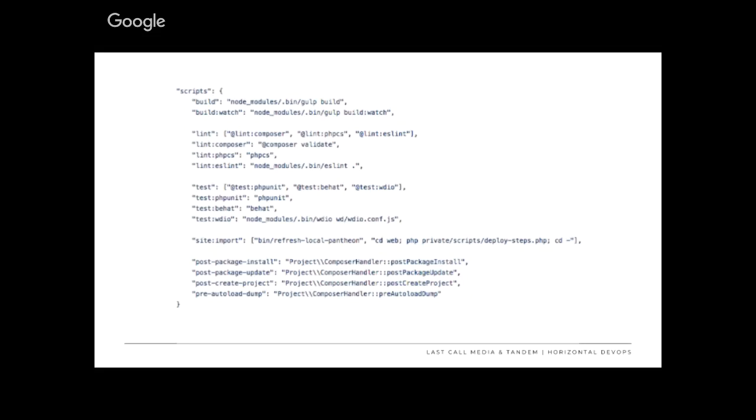This is a little tough to read, but this is a section of Composer JSON, and this is the script section. So this is where we define some common tasks for all of our projects. We have things like, what does the asset building process look like for this project? We have a top-level build command. So you run Composer build, and it goes through whatever the asset compilation process is for this project. Same with link test and site import. Those are invoked the same way across all our projects, even though they may do different things under the hood.